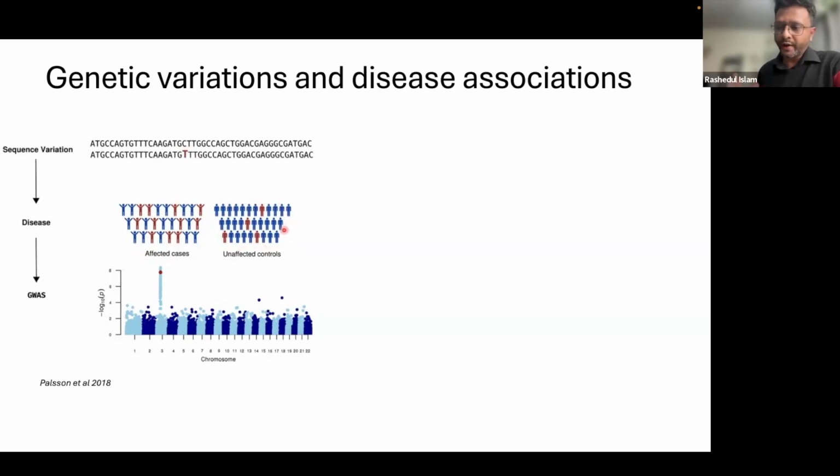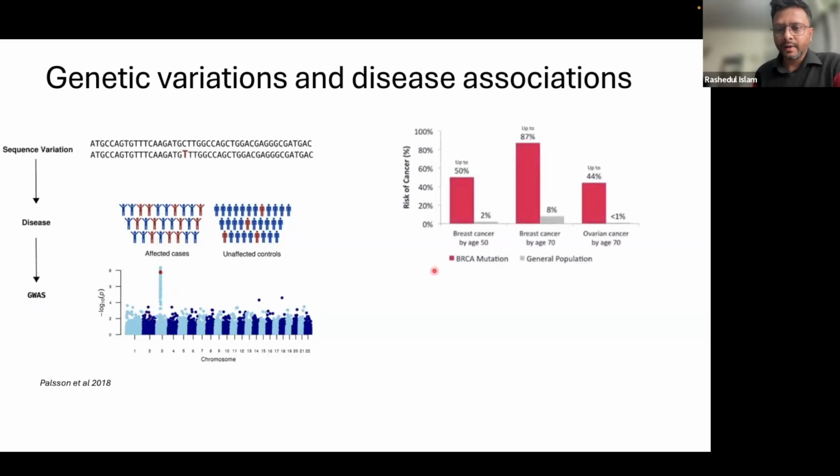So when you perform a statistical association between the genetic variation and certain phenotypes, we get a plot like this. The y-axis is the statistical significance, and this plot is telling that at chromosome 3, this variation of C to T is significantly associated with this disease. So this is how we associate different genomic variants to certain diseases. And this is called genome-wide association studies.